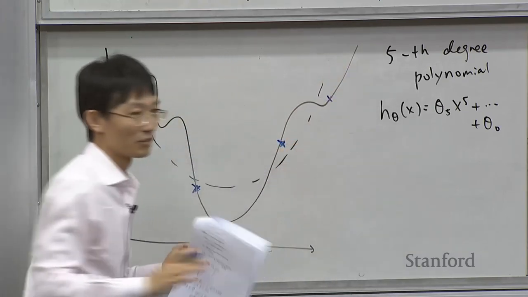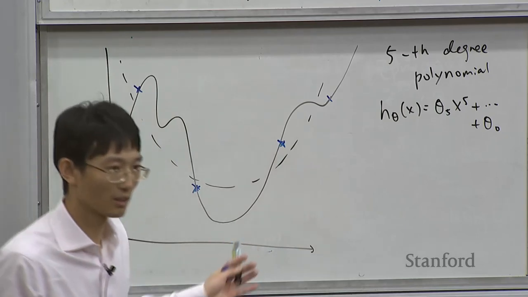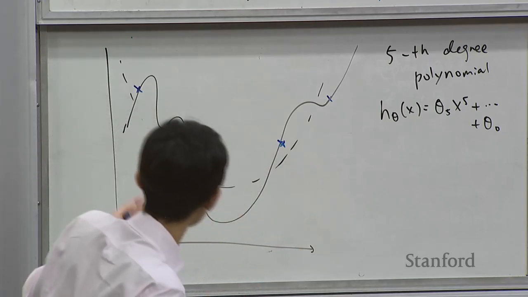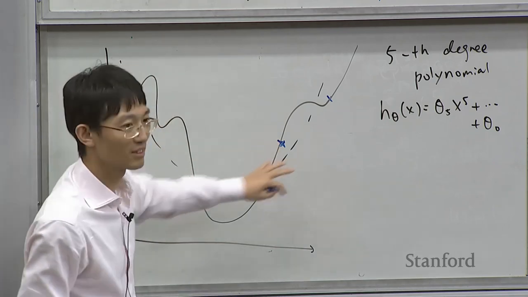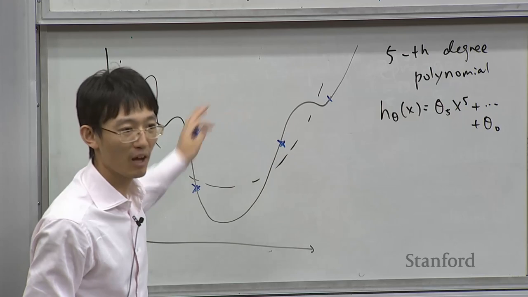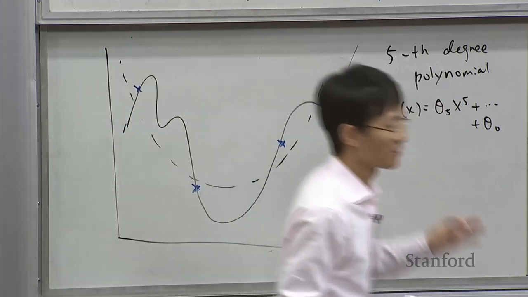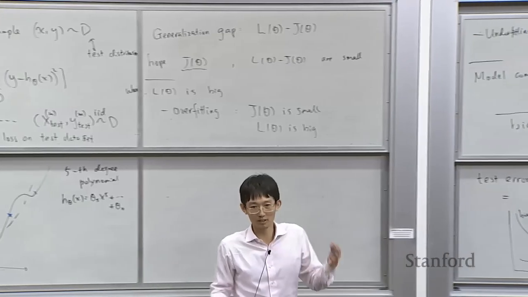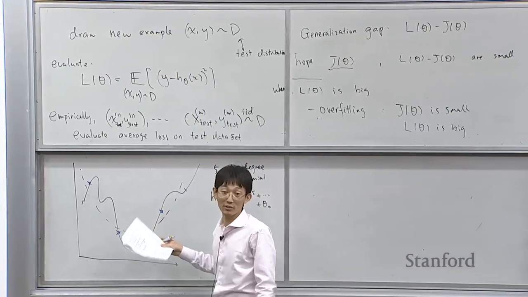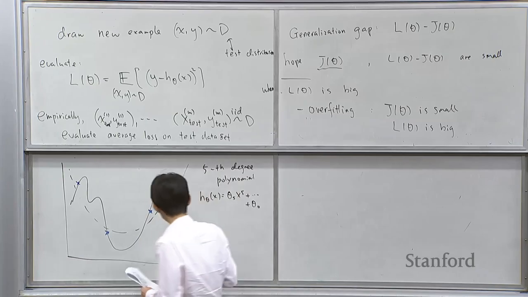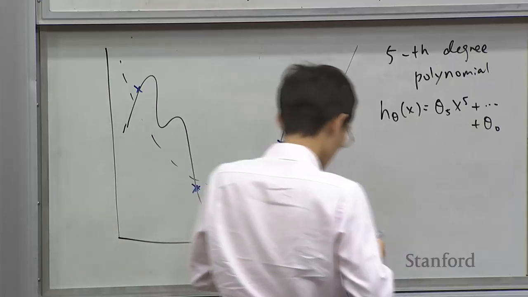This is not required for this course, but if you look up a calculus book on polynomials, you'll find that if you have 4 points, there's always a fifth degree polynomial that passes through all of them. So if you don't have enough points and your degree is high enough, you can always make the training error literally zero. In this case, the training error is literally zero.